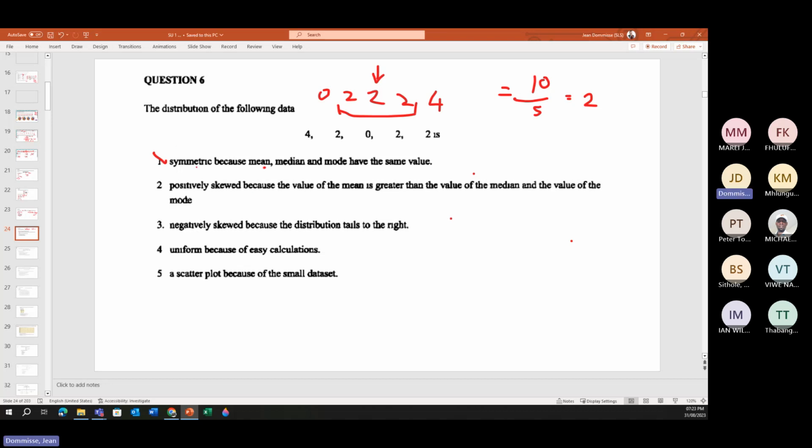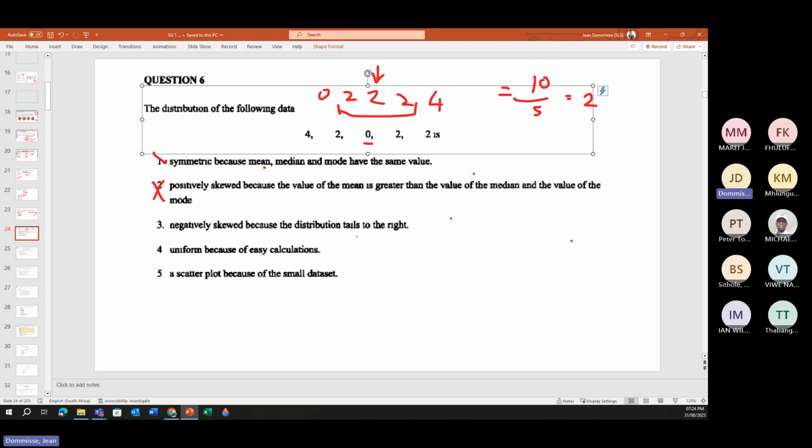Okay, let's just look at the other options. Positively skewed because the value of the mean is greater than the value of the median. Okay, that's not true. If you didn't rank it, you might have said yes, because you might have said, well, the one in the middle is 0. So it is very important to rank the numbers to get to this conclusion.